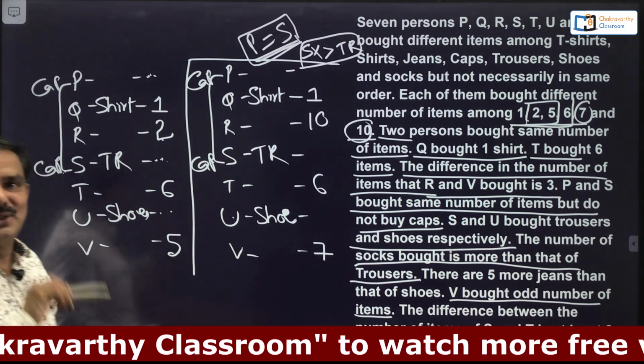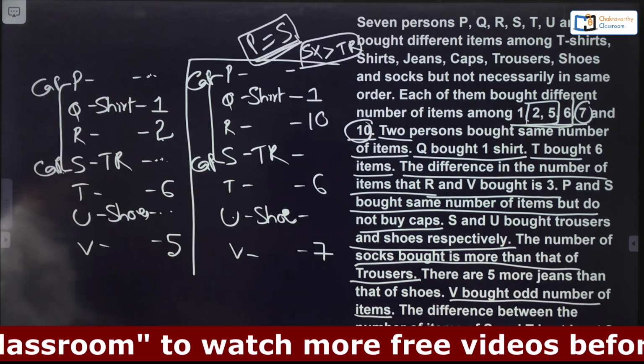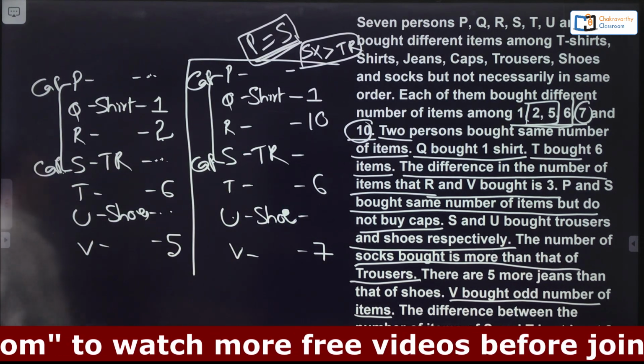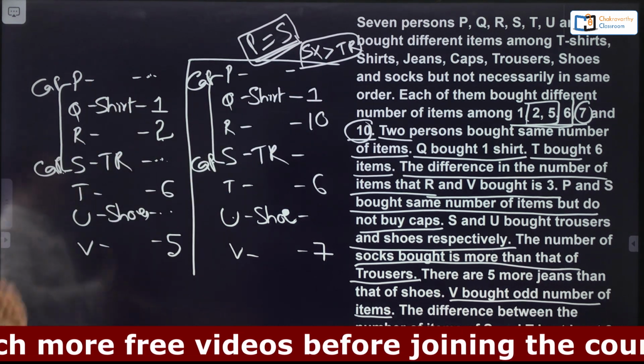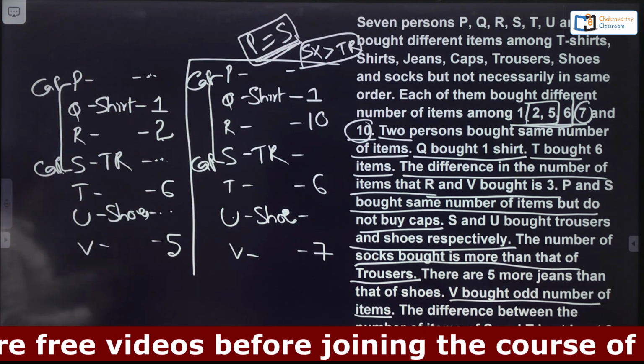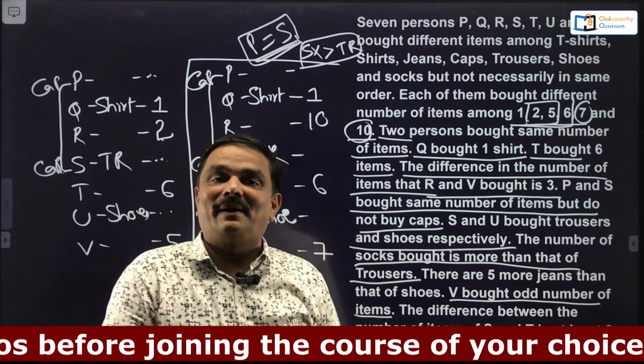See, think it carefully students. With the help of this one, coupled with the already taken data, I can eliminate this arrangement. How? Just pause the video here and try to do it by yourself. That can be eliminated. How students?